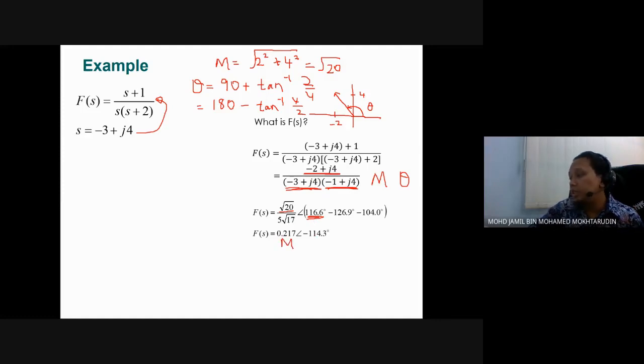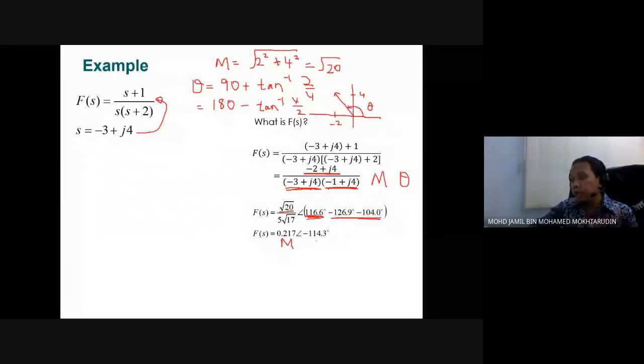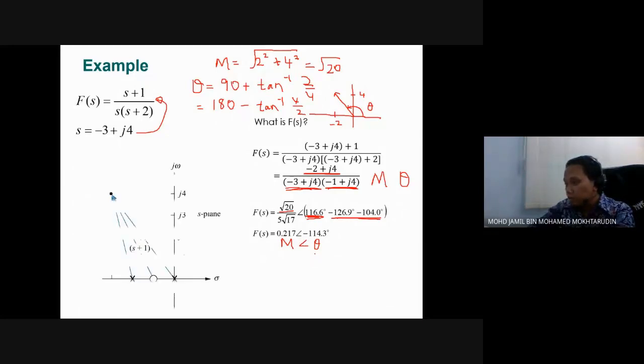And then for the angle, you find the sum of the zero angles minus the sum of the pole angles. So this is the angle for the zero, and these two here are the angles for the poles. Then you represent the transfer function in terms of magnitude M and angle theta. So you'll get this one. This is how you can plot the complex numbers of the transfer function separately, and then calculate the angle.